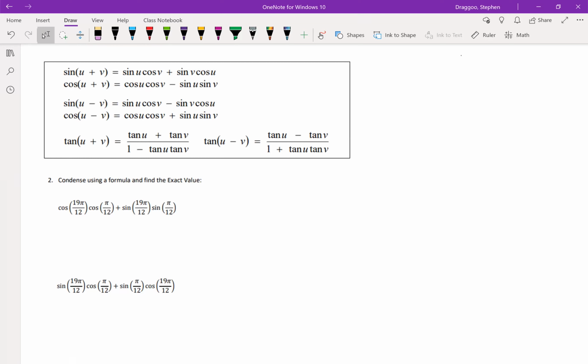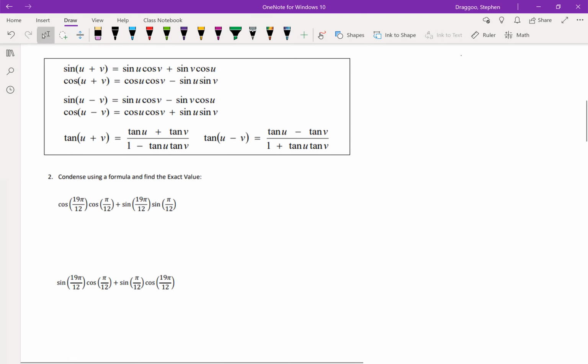All right, in problem 2, we're going to look to use these formulas in the reverse direction. So this time, condensing a sum or difference formula backwards so that we can get a simpler solution. Hopefully that's something that's on the unit circle.